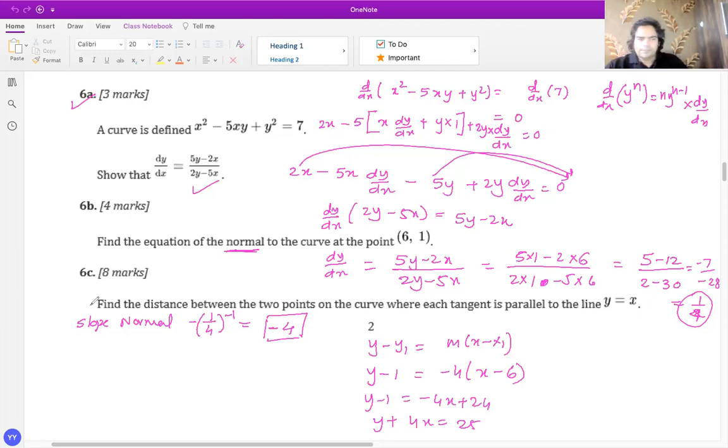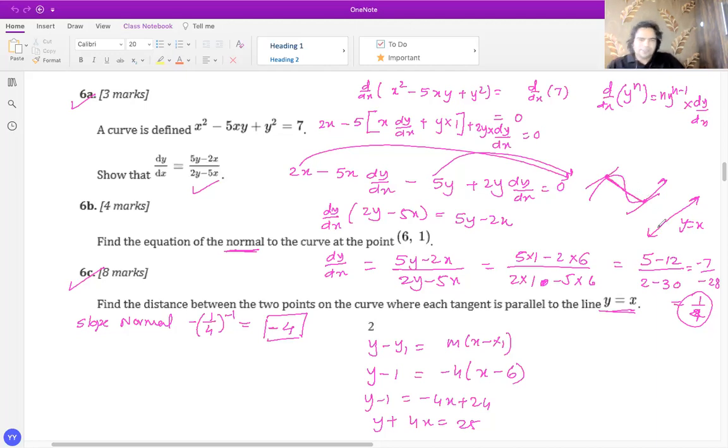So that's your equation of normal. Now, the last subpart is to find out the distance between 2 points on the curve where the tangents are parallel to y equals x. So it's like, let's say there's a curve. Here you have one tangent, second tangent is here, and both these tangents are parallel to y equals x. So you have to find out what's the distance between these two coordinates.